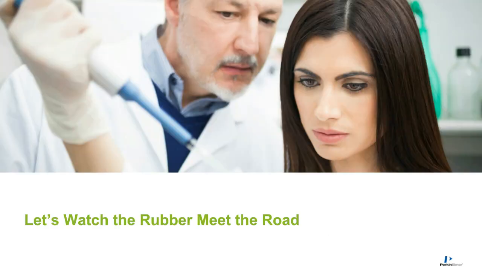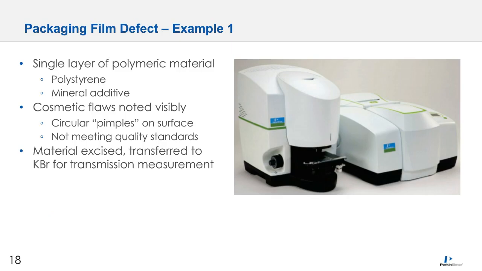So let's see where the rubber meets the road. I have some practical examples I would like to share with you demonstrating the capabilities of the infrared microscopes. So in this example, we'll analyze a packaging film defect. This packaging film was a single layer of polymeric material. That single film consists of polystyrene, and a mineral additive.